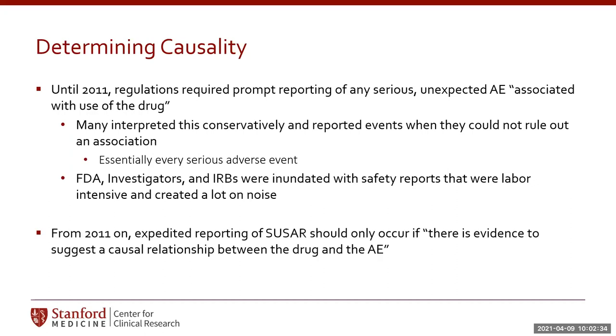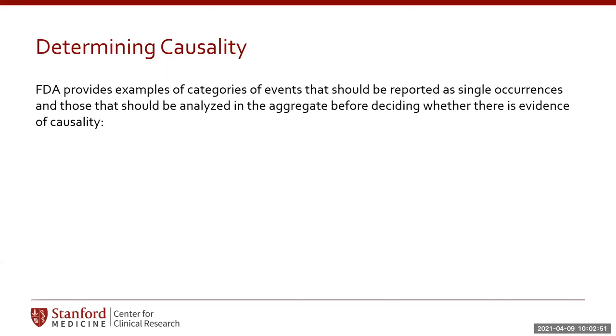From 2011 on, expediting reporting of SUSARs should only occur in the regulations if there is evidence, and I told you I would speak about this evidence, to suggest a causal relationship between the drug and the adverse event. And the regulations went further to give examples of categories of events that should be reported after a single occurrence of the event, events that should be reported after just a few occurrences, and events that should not be reported until you have done an aggregate analysis of an entire group and compared between groups.